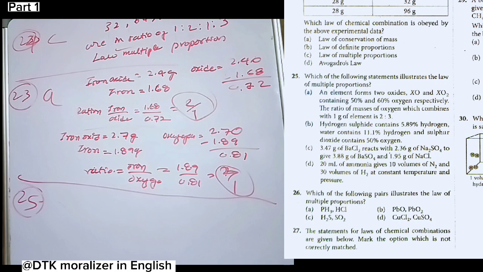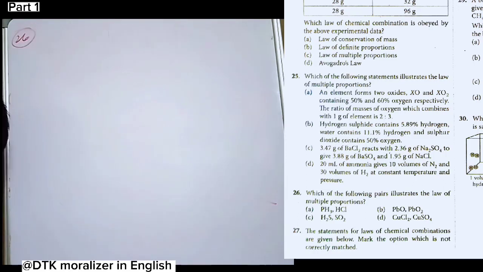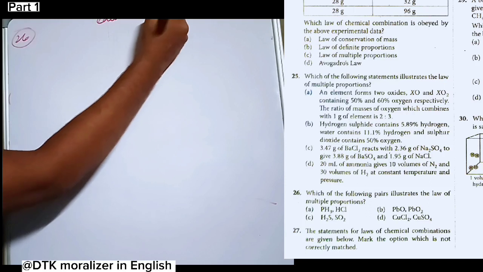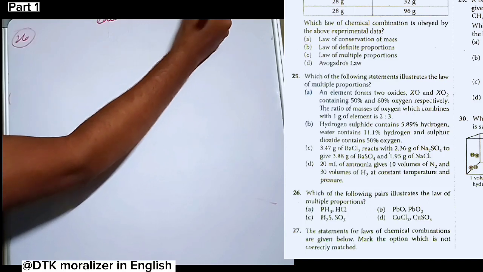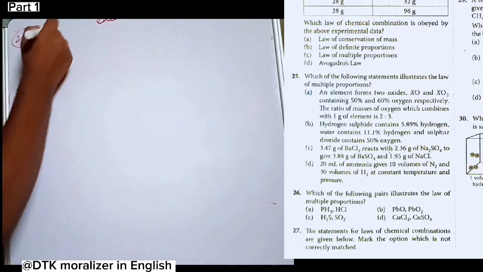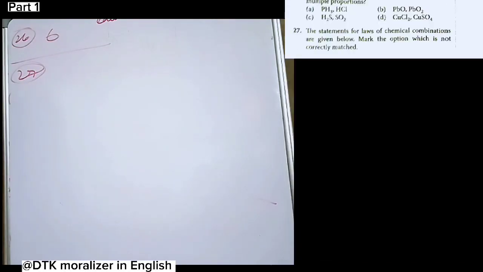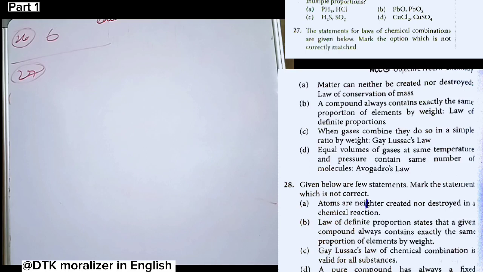Here the law of conservation is valid. 20 ml of ammonia gives 10 volumes of N2 and 30 volumes of H2 at constant temperature and pressure. Here Avogadro's law is present. So option A would be right because it follows the law of multiple proportions, as you can see XO and XO2. Now question number 26. Which of the following pairs will illustrate the law of multiple proportions? So as you can see, option B is applied for that.